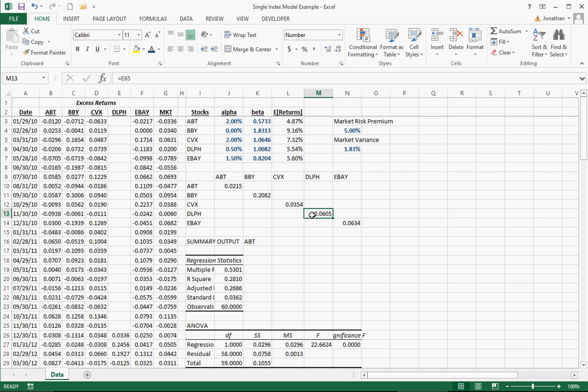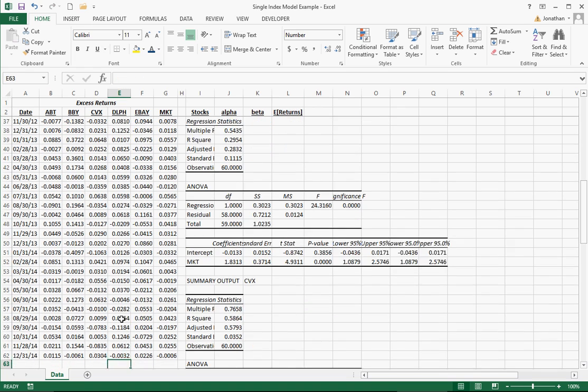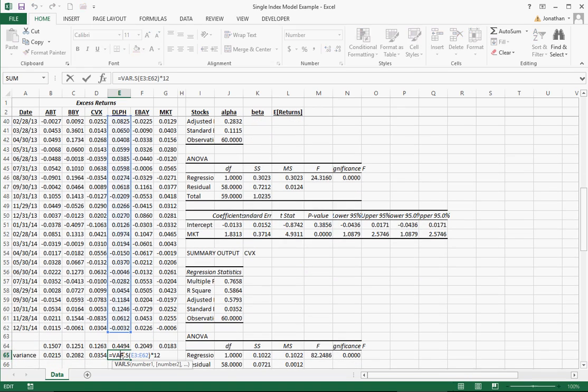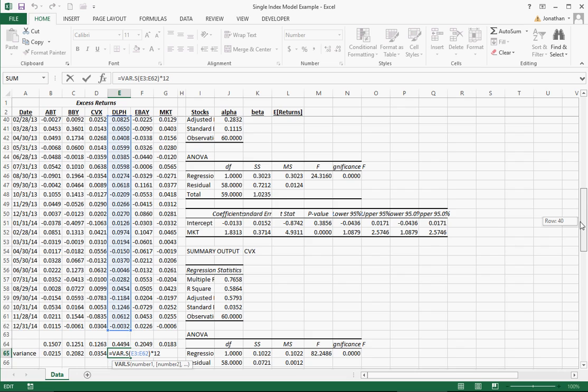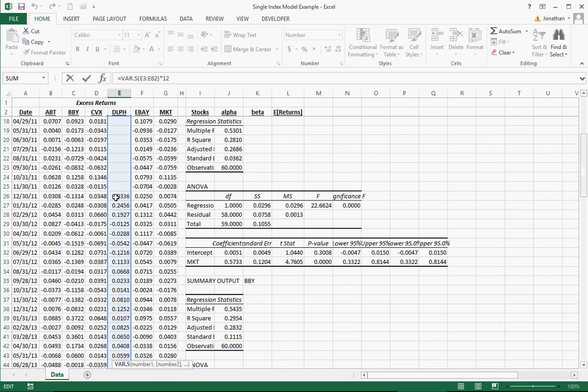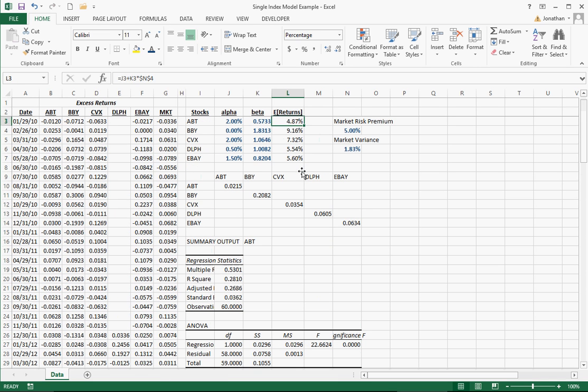So it doesn't matter if I reference at the bottom here the entire thing, and I'll show you what I mean. It doesn't matter if I reference all the way from row 3 to row 40 or row 62, or if I just start where the numbers are, because when Excel sees those are blank, it doesn't do anything with them. It just looks at the cells where there's a number. So those variances are like what I've had before.